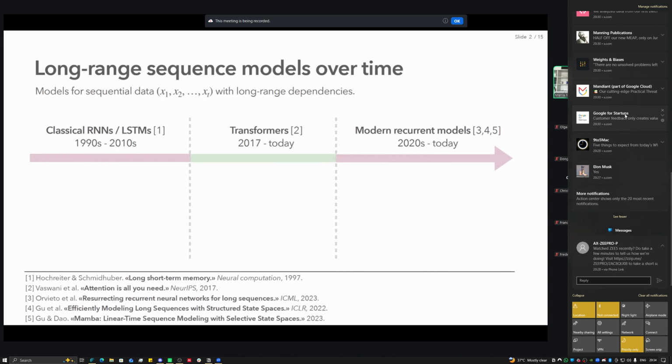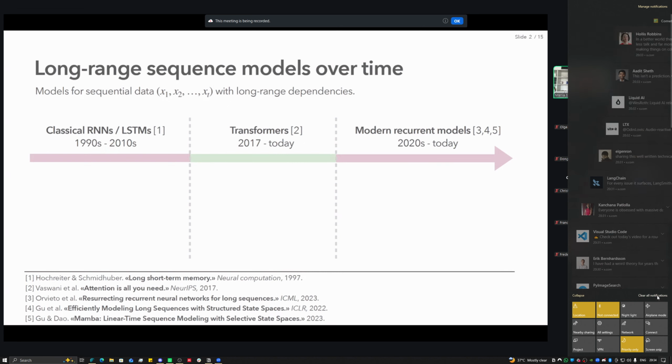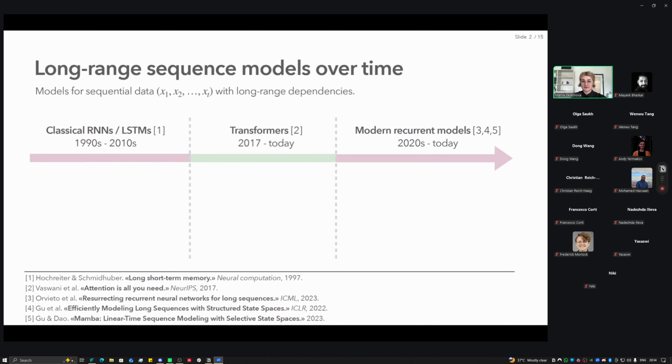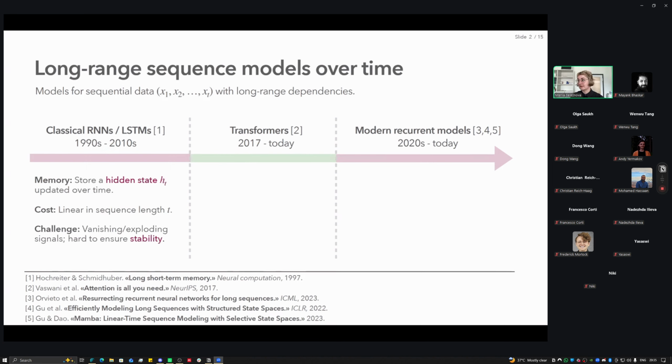the most popular models for sequential data were recurrent models, or recurrent neural networks, RNNs. And there are also famous RNN variants specifically for long-range sequences, such as the LSTM model. The basic structure of these models is that they keep the memory or the information about the previous inputs in the sequence by storing a hidden state vector, ht, and updating it over time.